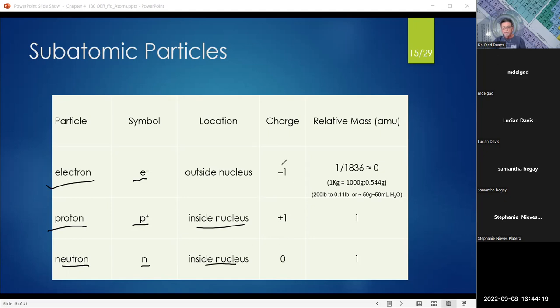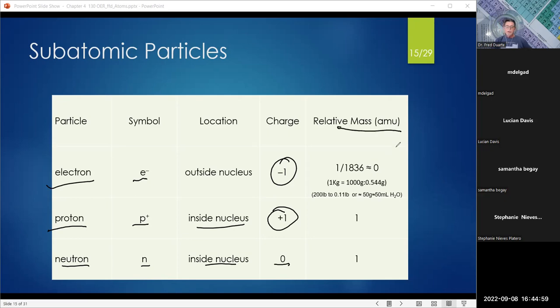Now, we give a charge of -1 to the electron and +1 to the proton, whereas the neutron has no charge. The thing to take away here is that for the elements, they have an equal amount of electrons and protons for a net charge of 0. Okay, and we're going to learn how many protons and how many electrons they have in the next few slides.